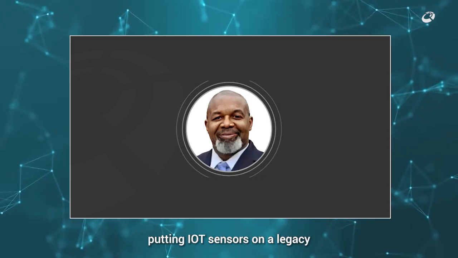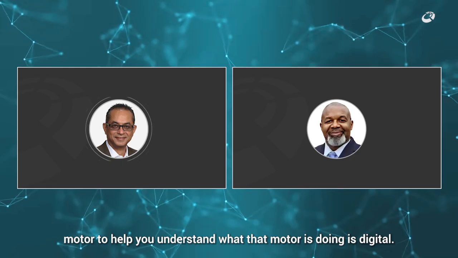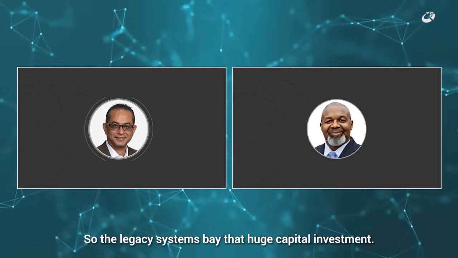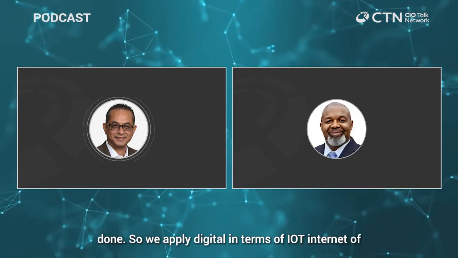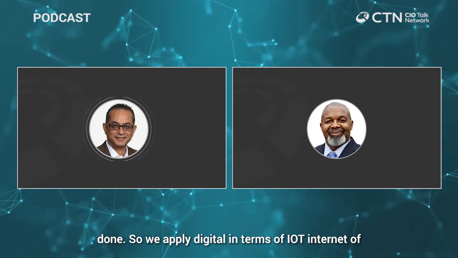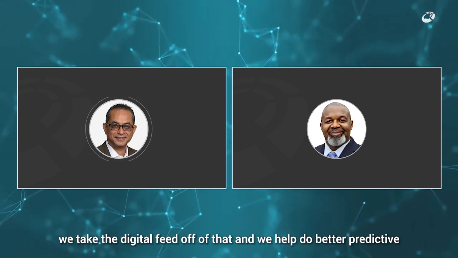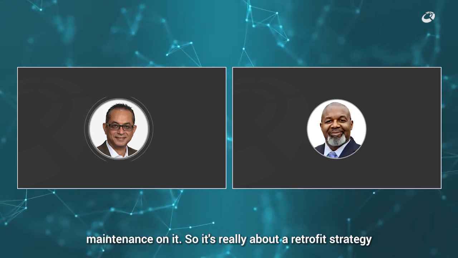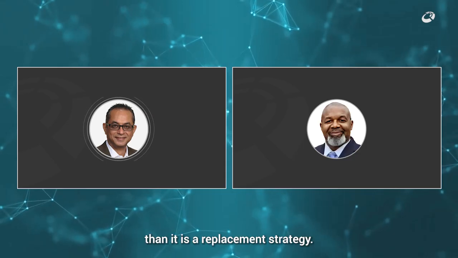So putting IoT sensors on a legacy motor to help you understand what that motor is doing is digital. So the legacy system space, that huge capital investment, what I do is I retrofit digital on top of it, and that's what we've done. So we applied digital in terms of IoT, Internet of Things, onto an existing legacy platform. And then we take the digital feed off of that and we help do better predictive maintenance on it. So it's really about a retrofit strategy rather than a replacement strategy.